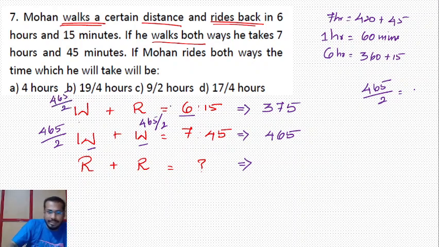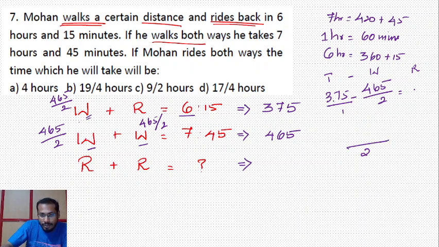So now look at this. Walking and riding takes 6 hours 15 minutes, that means 375 minutes. In that, 465 over 2 minutes was only for walking. If I subtract 465 divided by 2 from 375 minutes, that means from the total, if I subtract walking, I will get the riding time. Correct? So let's take this as 375 over 1. If you take the LCM, that will be 2. So double the number, 375 becomes 750, then 750 minus 465.